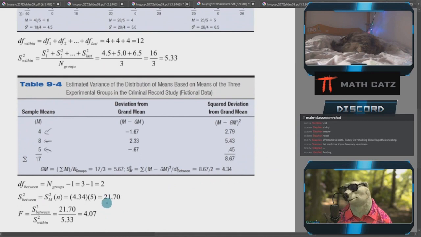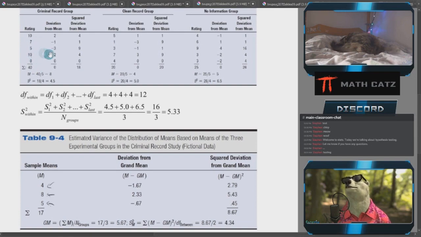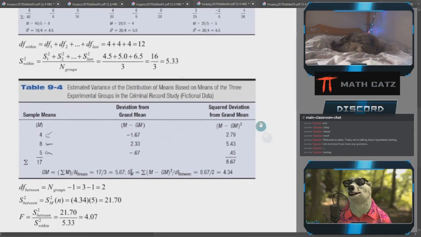So my group size, and we're going to go under the assumption, to keep things simple, that all the groups have the same size, 5 in this case, is what I need to multiply by my variance estimate for the distribution of means to get the between groups estimate. And I get 21.7.